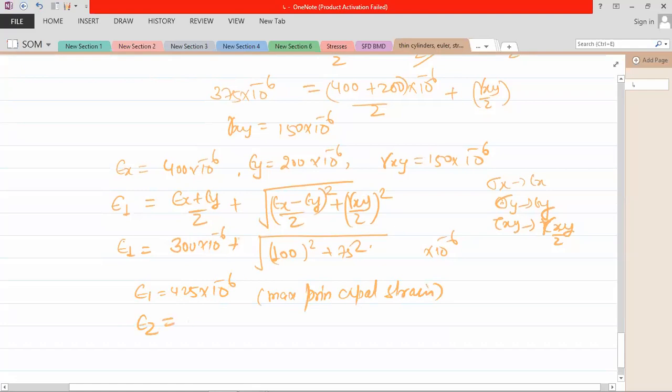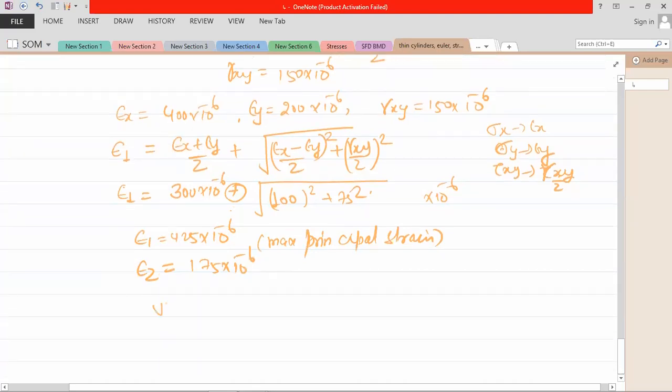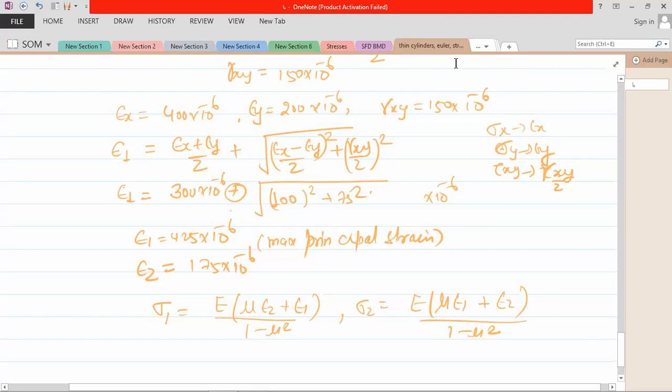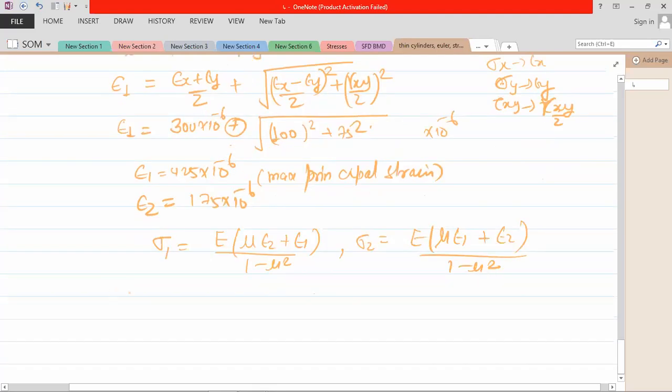The difference is you can take a minus sign in place of the plus sign, and that would be the principal strain in the opposite direction, and that would be around 175 into 10 raised to the power minus 6. Now you know both things, so you can substitute in the sigma 1 formula, that is E upon 1 minus mu square times mu epsilon 2 plus epsilon 1, and sigma 2 is given as E upon 1 minus mu square times mu epsilon 1 plus epsilon 2. Okay, so you can put in the values and get sigma 1 and sigma 2, that is the principal stresses along the 1 and 2 directions, the maximum principal stress and minimum principal stress.